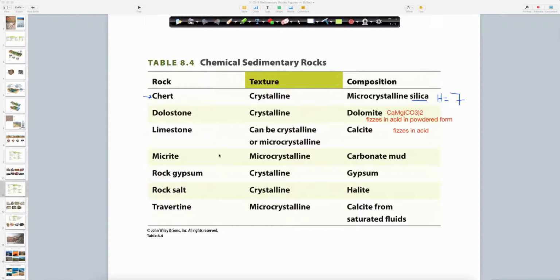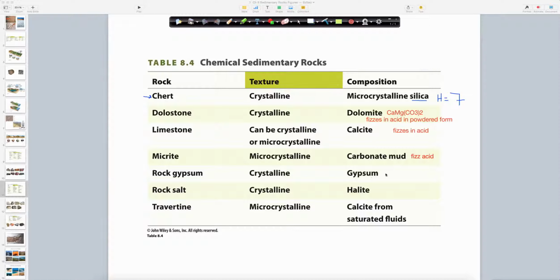Micrite. Micrite is a microcrystalline carbonate mud. It's generally grayish. It will still fizz in acid because it's still carbonate. But if you look at it with a hand lens, you'll see grains and cement.